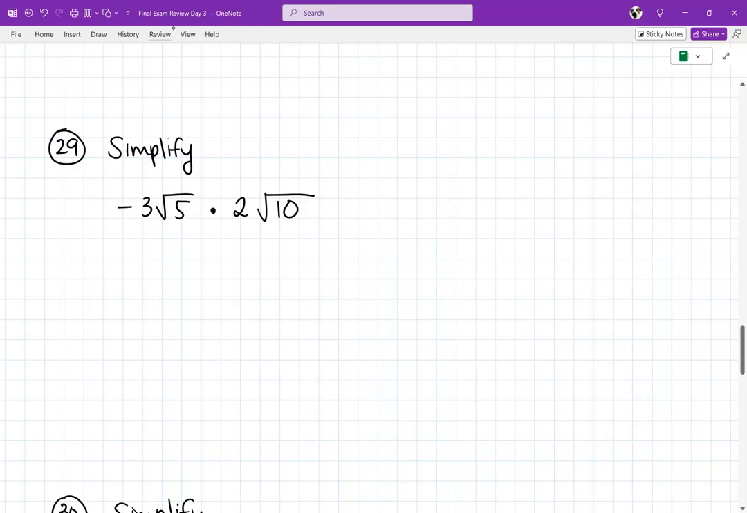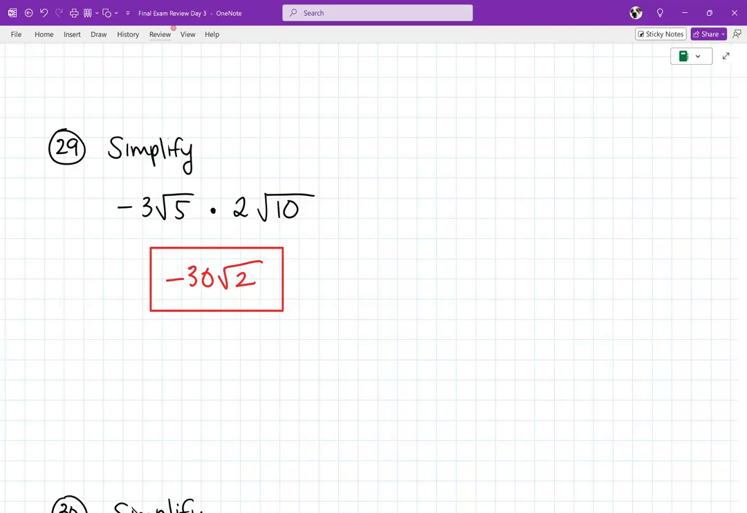29. This is all calculator. I'm just going to type in -3 square root of 5, and then times 2 square root of 10, and it gives me -30 square root of 2. Now, yes, there is a way to do this without the calculator, but if you have a calculator available, there's no reason why you do this the harder way.